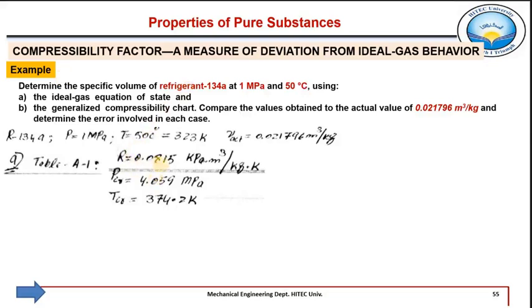It is 0.0815 kilopascal meter cubed per kilogram per Kelvin. Table A1 also gives the critical point data, P critical and T critical, for this refrigerant.